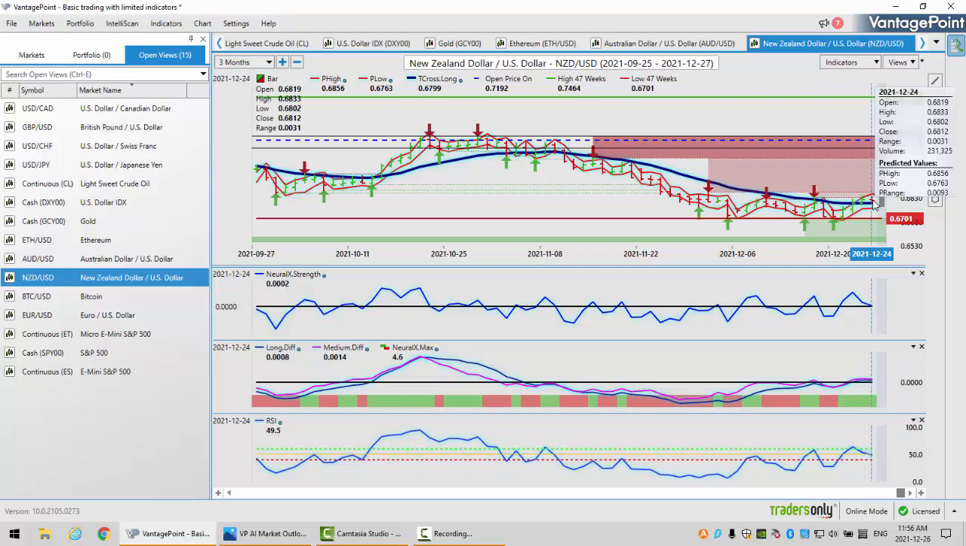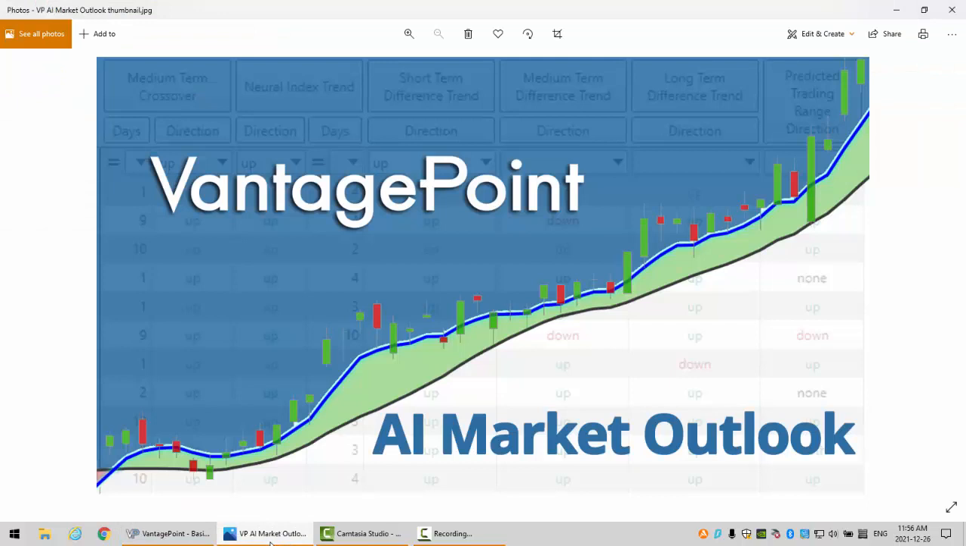And we want to make sure we're not getting tangled up in big market gaps at the market open in the Forex and the futures and even the stock market. So with that said, this is the VantagePoint AI Market Outlook for the week of December the 27th, 2020.